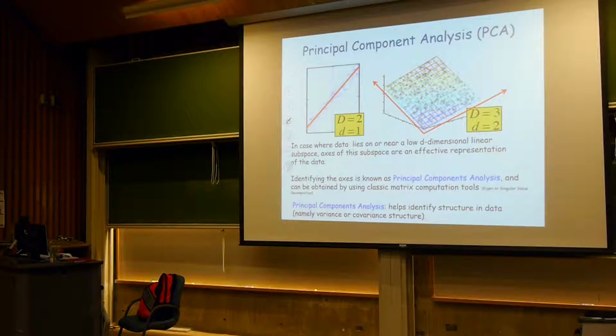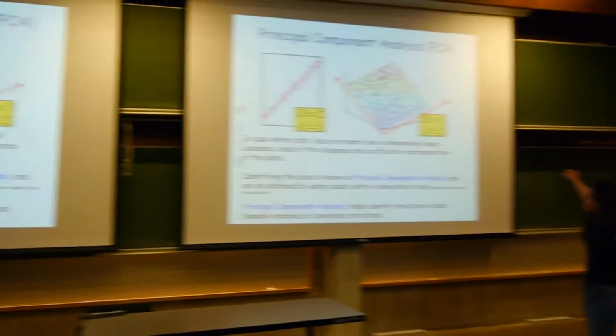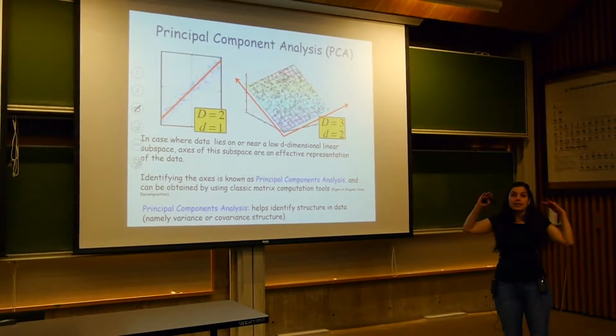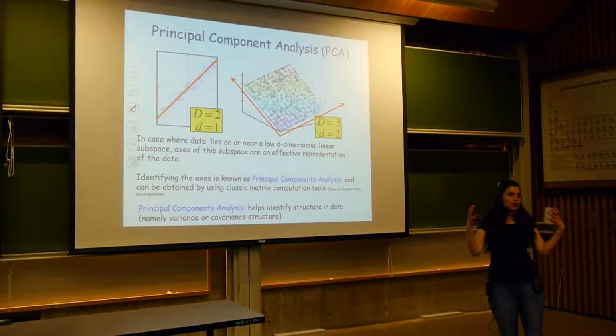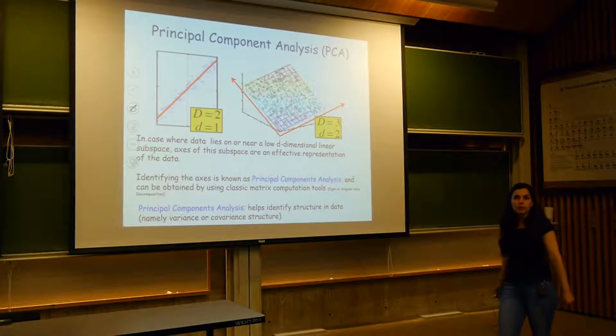As I already mentioned several times, what principal component analysis does is help us identify structure like this one here, and in particular, it is helping us identify variance structure. That's the key object, the covariance structure of the data.